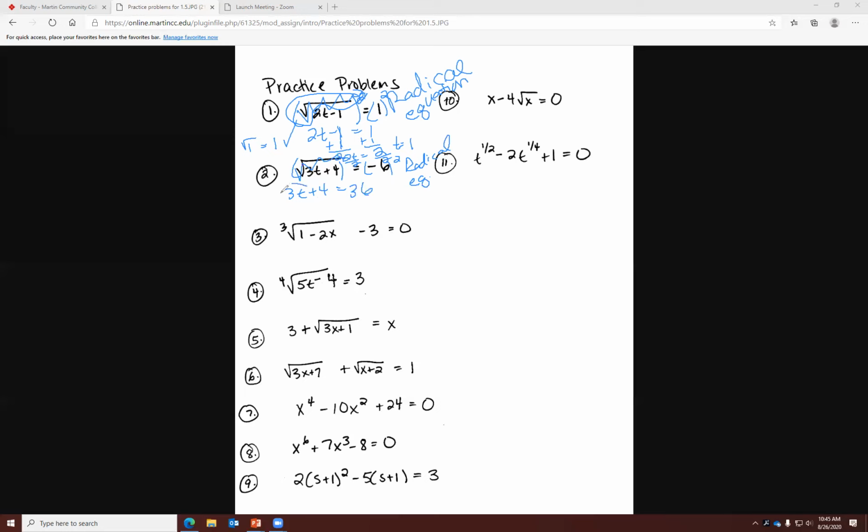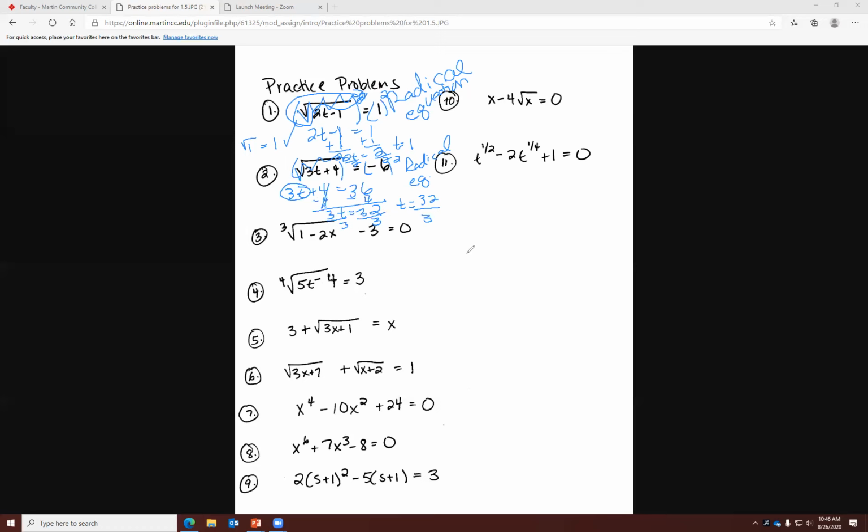I'm going to get the 3t by itself. So we subtract 4, and we get 3t equals 32. And then we divide by 3. We divide by 3, and we end up with t equals 32 over 3. And we're going to leave it like that.